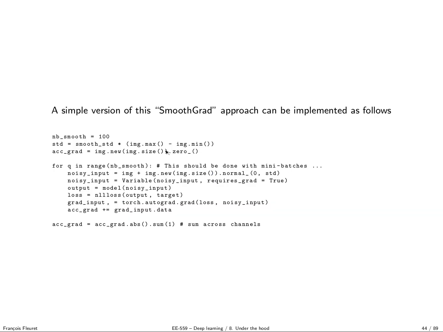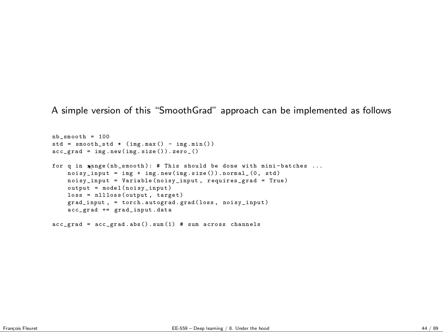So again, in PyTorch, how can we do this? We are going to look at 100 randomized versions of the input. We compute the standard deviation of the noise as a fraction of the difference between the max value of the tensor and the minimum value. This is a parameter that we will set to 1/4, so it is computed based on the signal. We set to 0 a tensor where we are going to sum all the gradients of the noisy versions.